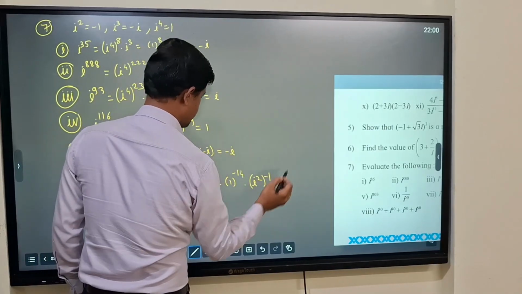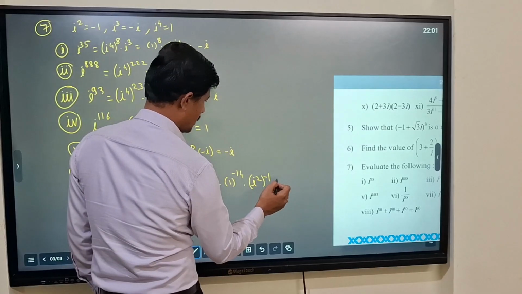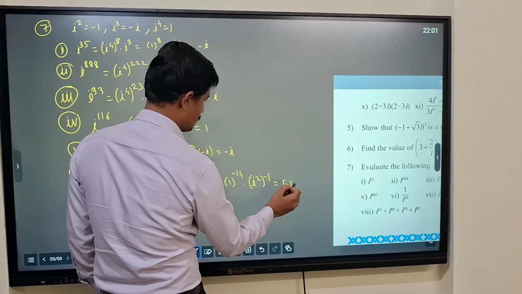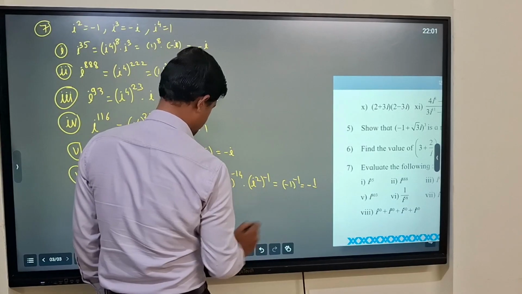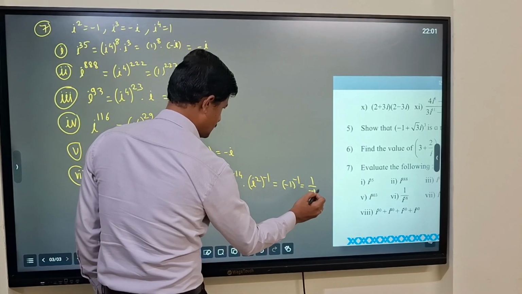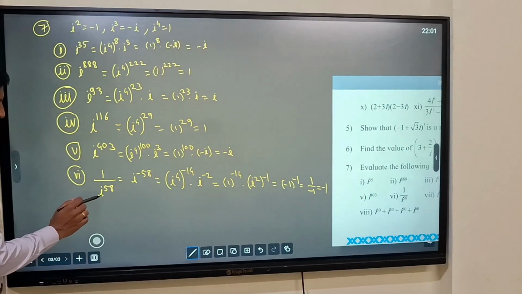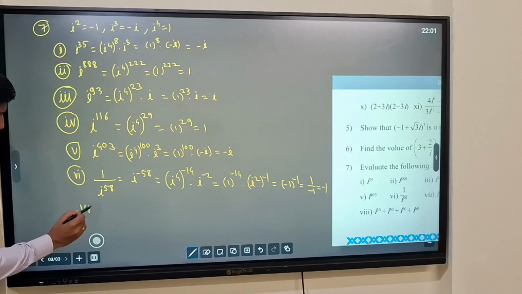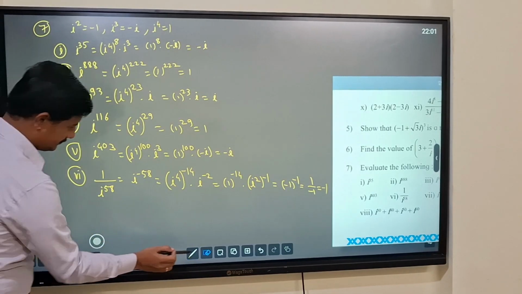So this becomes 1 into i square is (-1) raised to -1. This is simply 1 upon -1, means this is -1. You can simplify here and then write down the answer. I made it a little bit complicated, so I will simplify in another way.